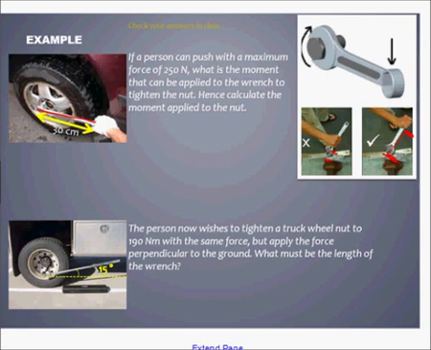Now, what we've got here: if a person can push with a maximum force of 250 newtons, what's the moment that can be applied to the wrench to tighten the nut? Hence, calculate the moment applied to the nut. So, moment is equal to force times distance. So what is the force in this case? It's 250, which we're going to multiply by 0.30. So that would be 75 Nm. Now you notice that I've put the answer as 2 sig fig, and it is 2 sig fig anyway if you look at the calculator, but that's because we essentially got 2 sig fig in our question.